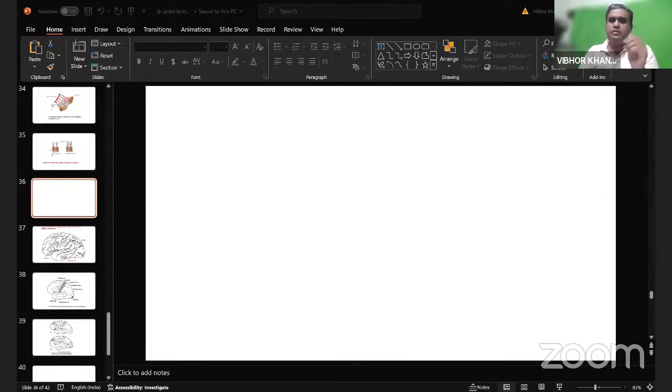Then your spinal cord typically terminates at which vertebral level in adults? Lower border of L1. So it is L1, L2. Simple question. Then in newborns, you can say L3 level.